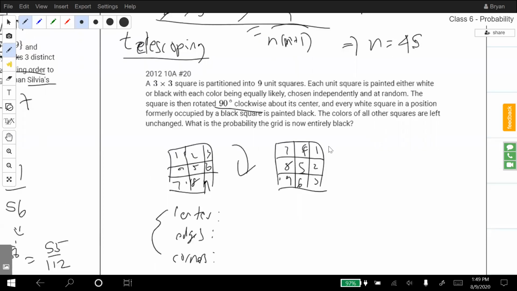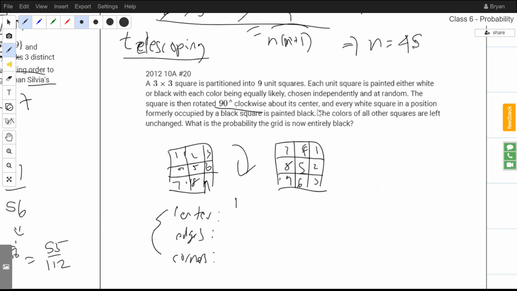Basically, the center has to be black, and this happens 1/2 of the time. If it's not black, then the center is just going to stay white, and that's not going to solve the problem.